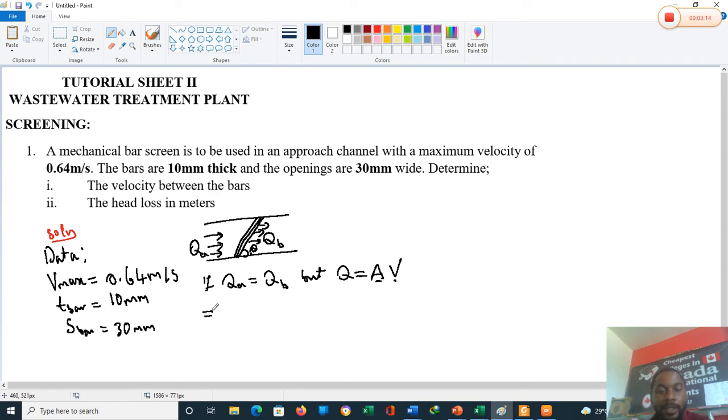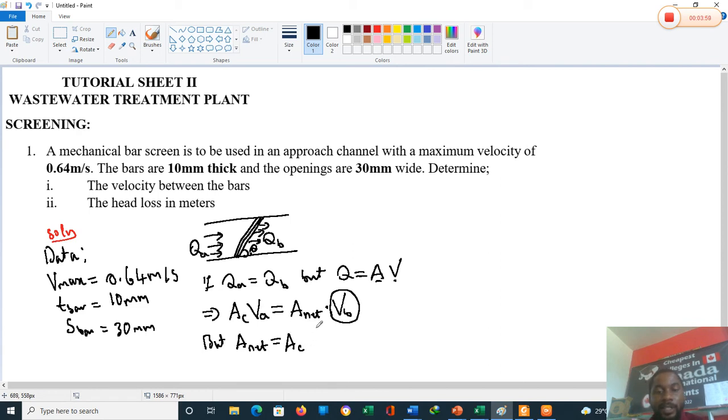It implies here that AC, the cross-sectional area of the channel, times VA, the approach velocity, equals A net, which is the net area of the screen, times VB, the velocity between bars, and that is what we are looking for. We are looking for the velocity between bars, VB. But let's define A net: that's the net cross-sectional area of the screen.